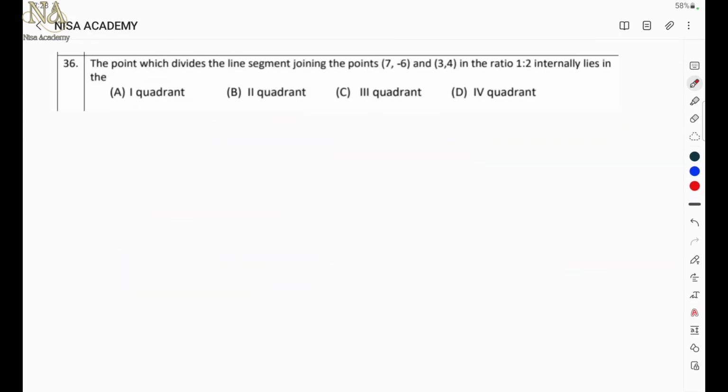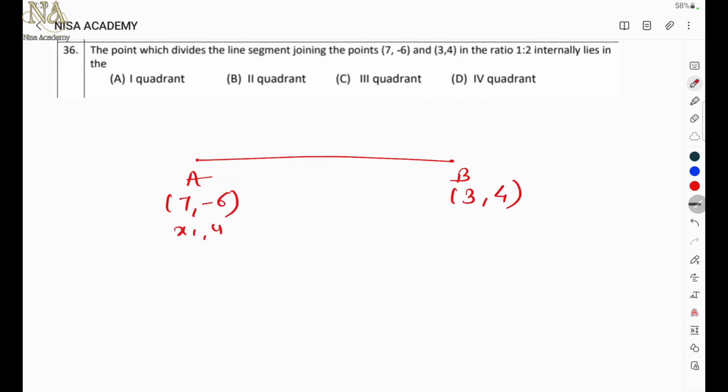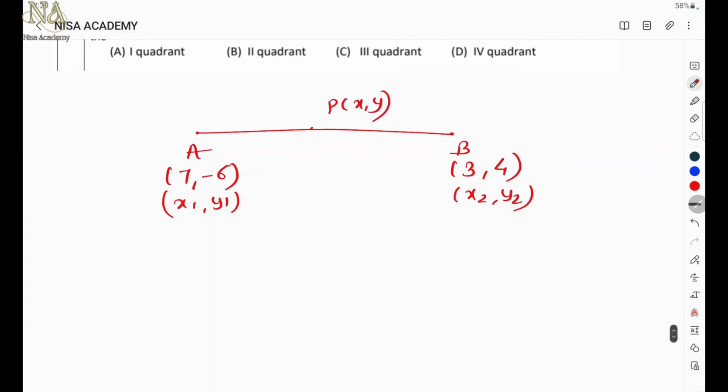Question number 36. The point which divides a line segment joining the points (7, -6) and (3, 4) in the ratio 1:2 internally lies in which quadrant? We have to find that. So first, let's take a line segment and name it AB. A I will take as (7, -6) and B is (3, 4). This is my x1, y1. This is my x2, y2. And you have to find that point, you can call it P(x, y) or whatever.